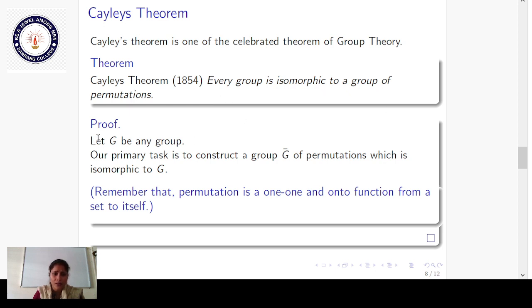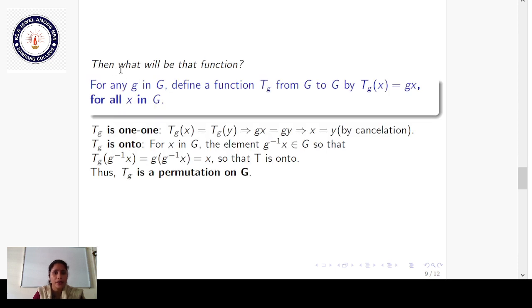So what will be the proof? We will go step by step. First of all, consider G to be any group. Our primary task is to construct a group G bar of permutations which is isomorphic to G. And remember, a permutation is a one-one onto function from a set to itself. So what will be those permutations in this group G bar? We have to construct them ourselves, because we are given only this group and no more information. So how do we define a permutation?